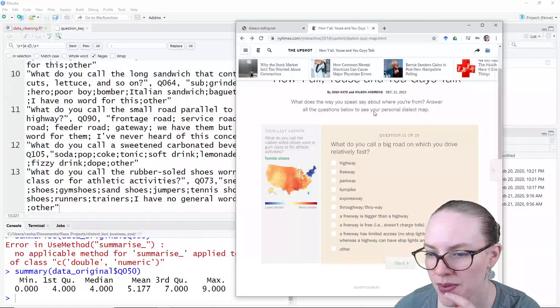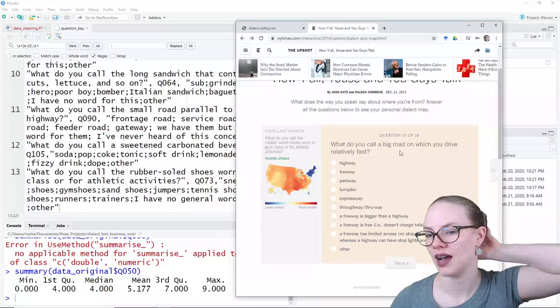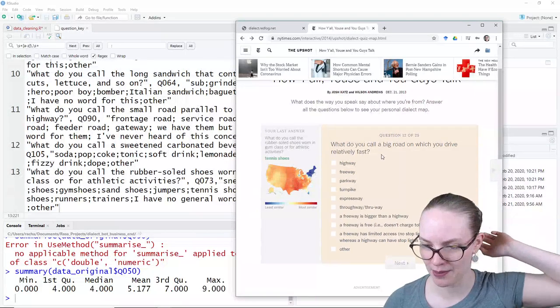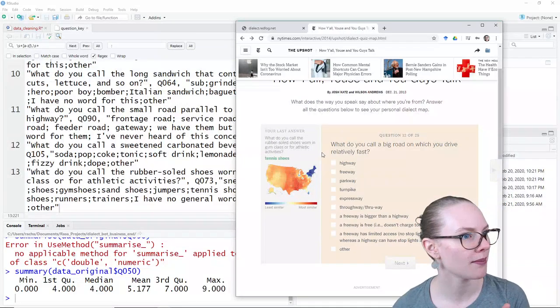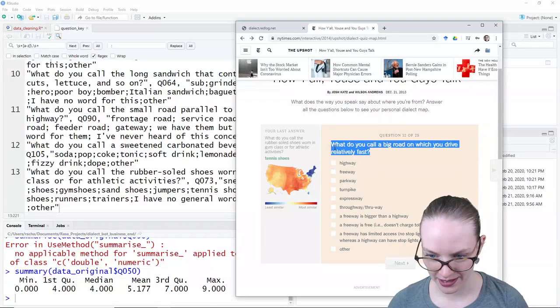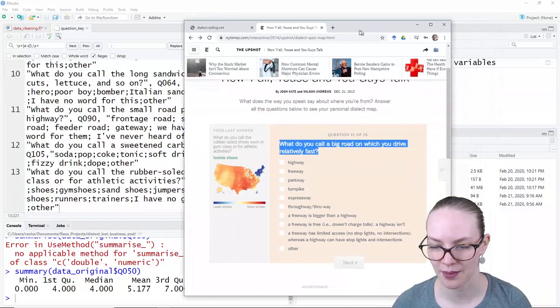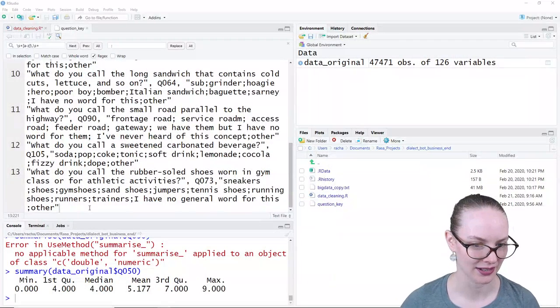What do you call a big road that you drive on relatively fast? And the options are highway, freeway, parkway, turnpike. Turnpike you gotta pay on. That's my thing. Expressway, throughway. Freeway is bigger than a highway. A freeway is free. A highway isn't. A freeway has limited access, whereas a highway can have lights and intersections.